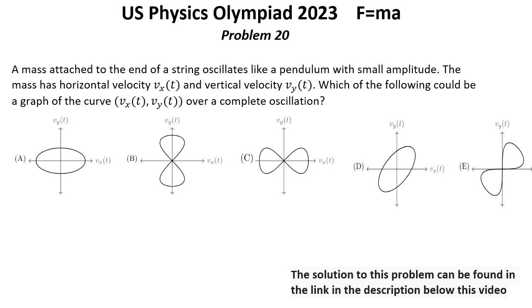Problem number 20. A mass attached to the end of a string oscillates like a pendulum with a small amplitude. The mass has a horizontal velocity vx and a vertical velocity vy as functions of time. Which of the following could be a graph of the curves vx and vy over a complete oscillation?